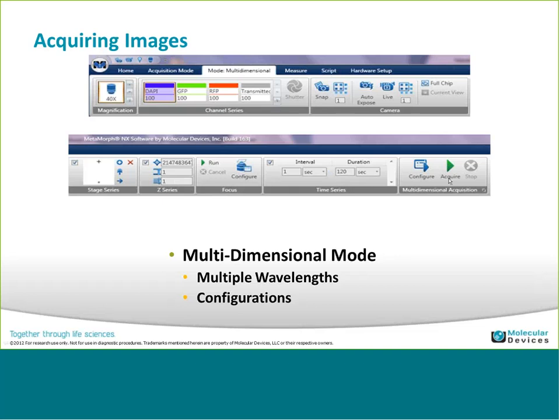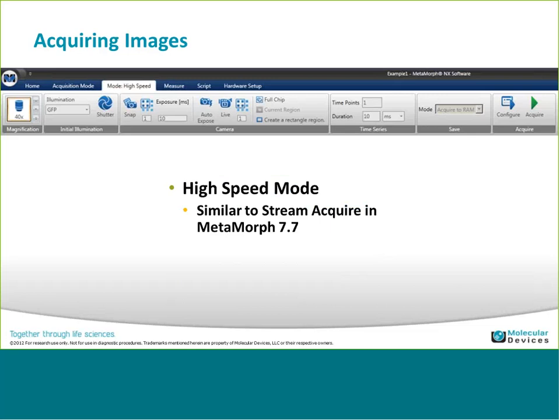You set the number of time points, which is basically the number of frames that you want to acquire, and based on the exposure time, it'll show you the duration of the acquisition. And then the mode, whether you want to stream to RAM or stream to hard drive, is available here, and then you just click acquire. And again, the configure option allows you to do some more customizations for the channels, the camera, and so forth.